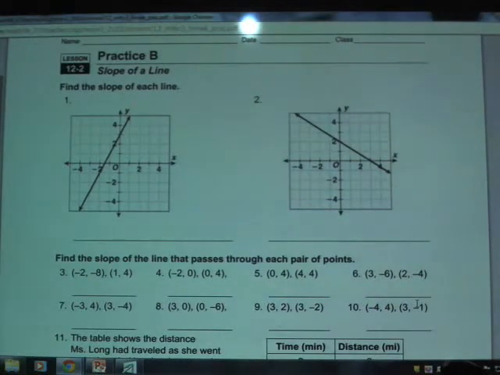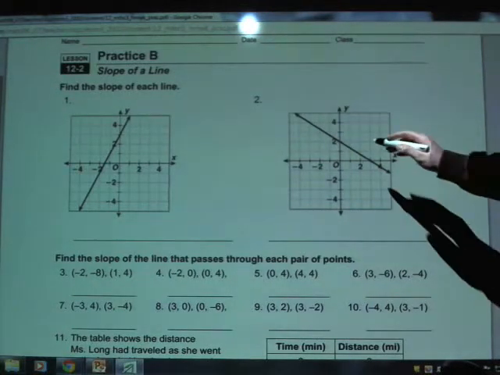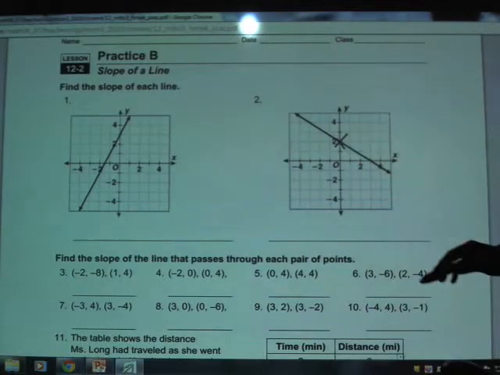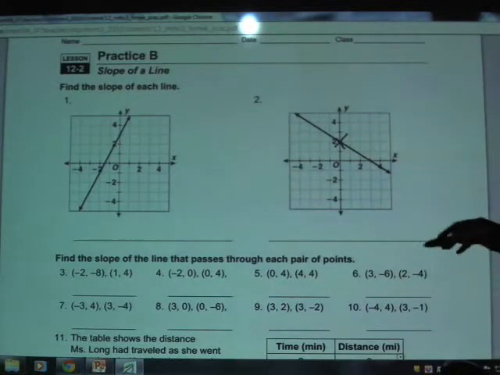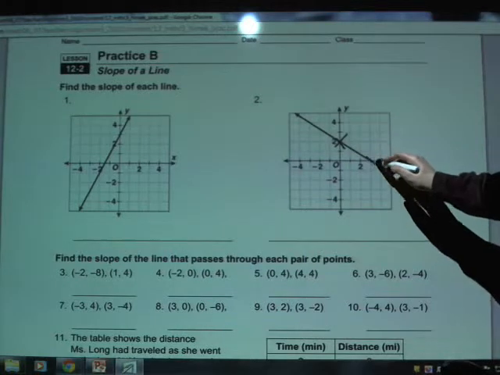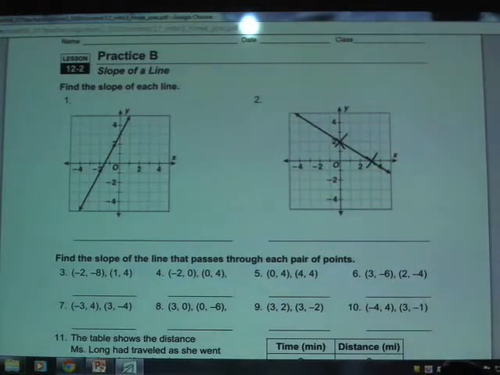I'm going to do number 2 with you because we did a lot of questions like number 1 in the notes today. So in number 2, we want to do just like we did in those notes. We want to label a couple points that go through grid markers here. I see this point that goes through (0, 2). That's a good one. And then I see this point going through (3, 0). That's also a pretty good one.